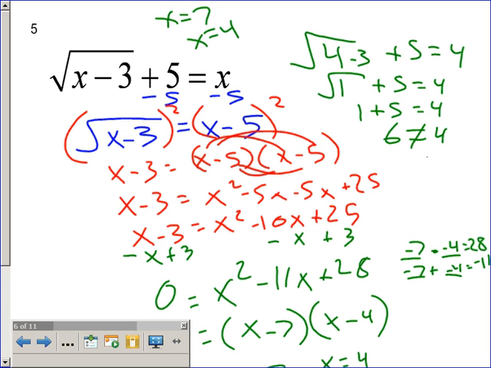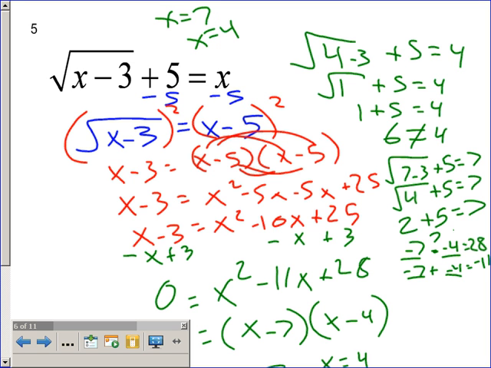Same process. Square root of 7 minus 3 plus 5 equals 7. Well, 7 minus 3 is 4. Square root of 4 is 2. Plus 5 equals 7. 7 equals 7. That one works.